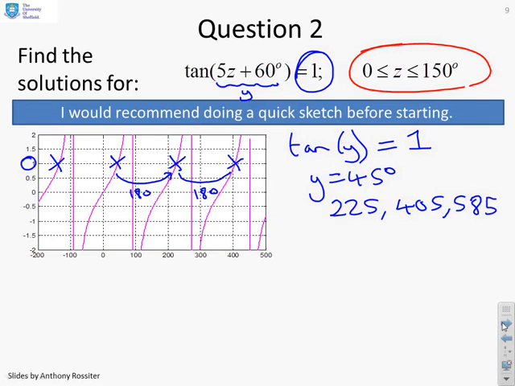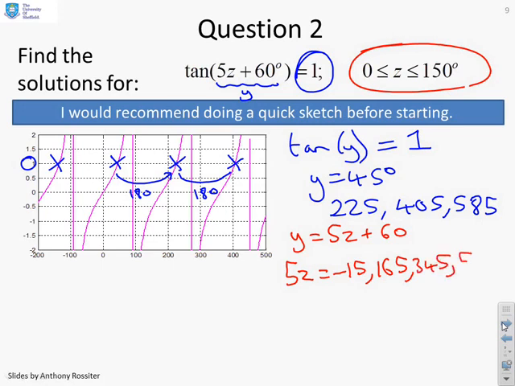Now, what I want is 5z. And you'll see that the relationship is that y equals 5z plus 60. So therefore, 5z is going to be minus 15, or 165, or 345, or 525, and so on. I think we might need another one, but we won't worry about that for now.